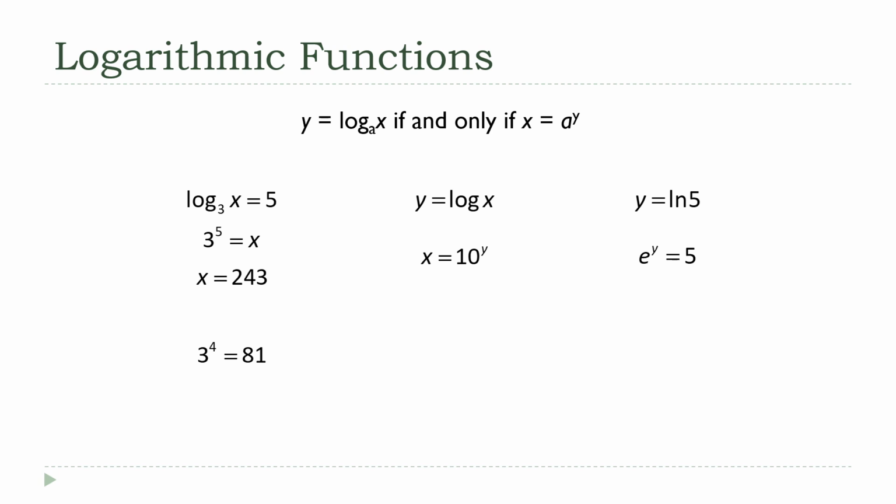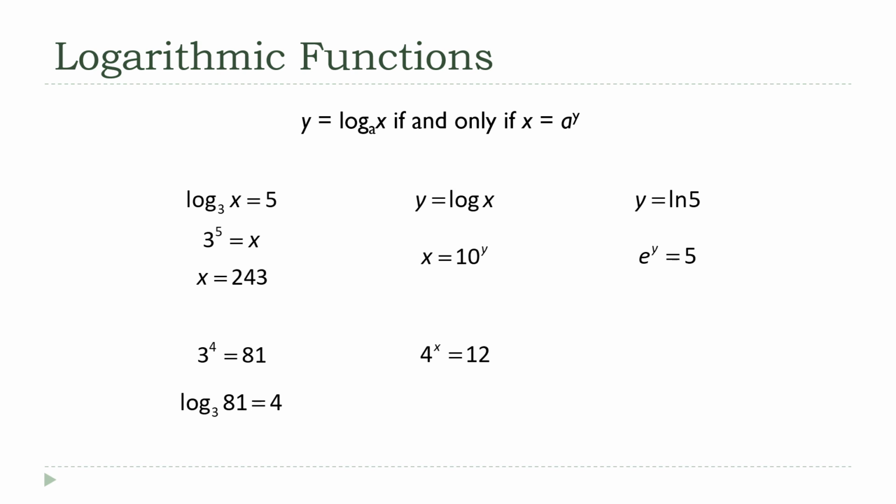Okay, so how about going the other way? How about taking an exponential equation and turning it into a logarithmic equation? Same set of rules. The base stays the same, so this is going to be log base 3. The 81 and the 4 change sides. There you go. 3 to the 4th equals 81 is equivalent to the log base 3 of 81 equals 4.